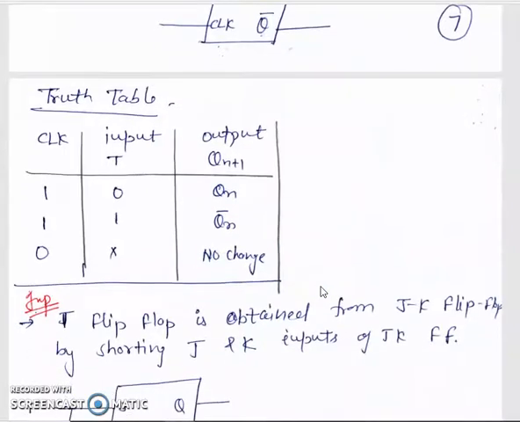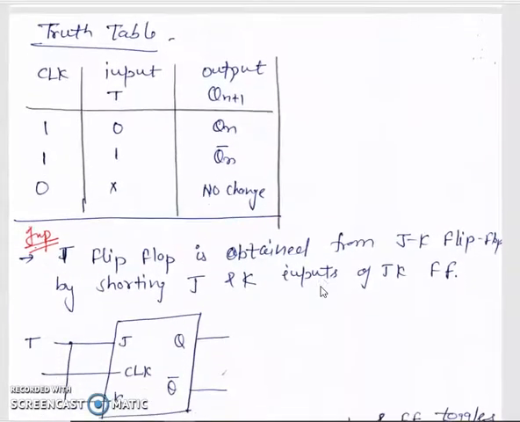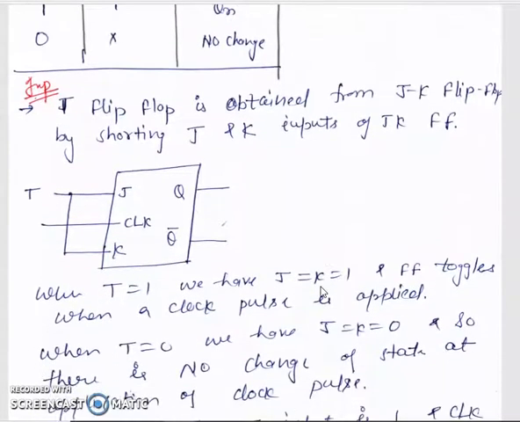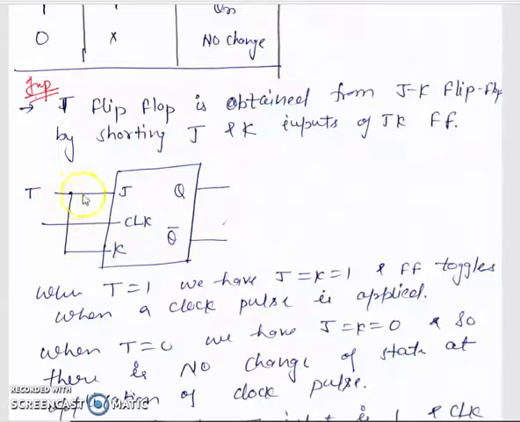The T flip-flop is obtained simply from the JK flip-flop by tying the J and K inputs together, like in this circuit. We first draw the JK flip-flop with Q and Q bar as the outputs, and J and K as the inputs with the clock. Now if we short J and K like this, that is called a T flip-flop.